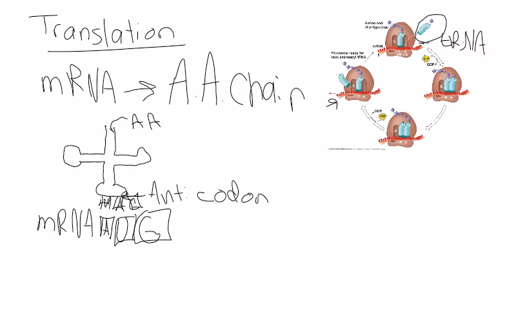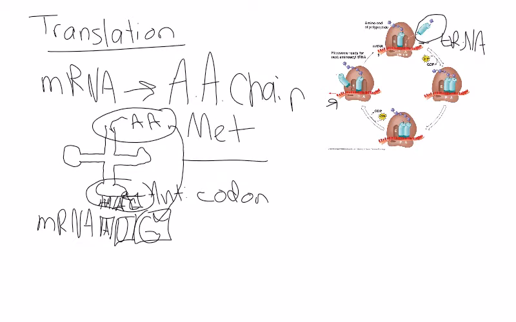And then that anticodon is going to have specific amino acids attached to it. The amino acid attached to it would be the one for AUG, and that would be MET, or the start codon, which we'll talk about in just a minute. So methionine is the amino acid that would correspond to that.